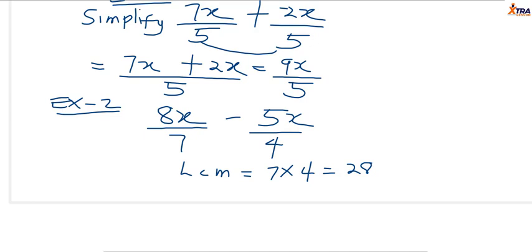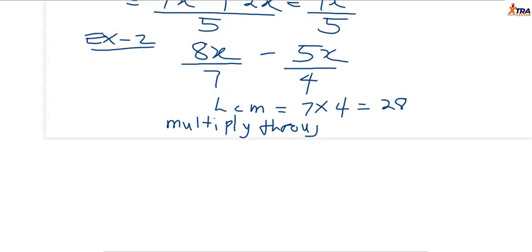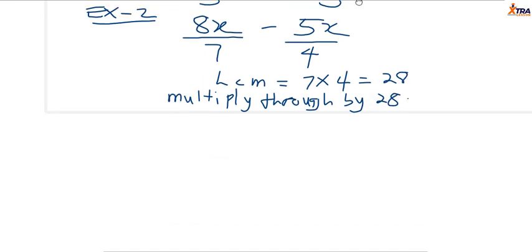So you multiply through by what? The LCM. Multiply each term through by the LCM, that is by 28. What are we saying here? We take 28, which is the LCM, and use that to multiply 8x over 7. Then you have minus. You take the same 28 and use that to multiply 5x over 4.